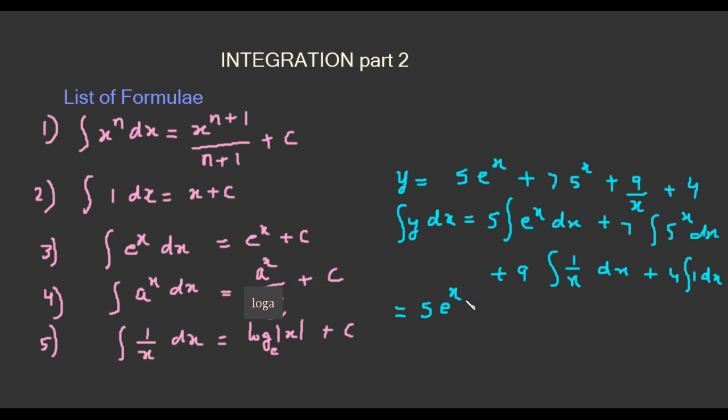So we write e raised to power x only, plus integration of 5 raised to power x will be, according to this formula, 5 raised to power x upon log of 5, plus 9, and integration of 1 by x according to this formula is log of x. We always keep x in absolute value because log is not defined for 0 or negative values. Plus 4 times x, as integration of 1 is x plus c.